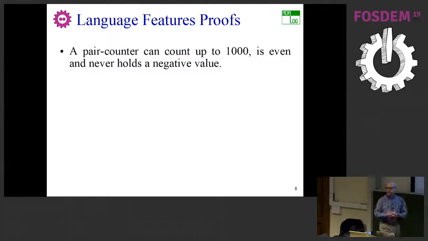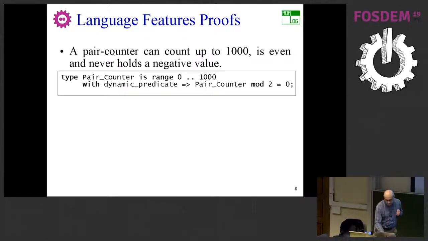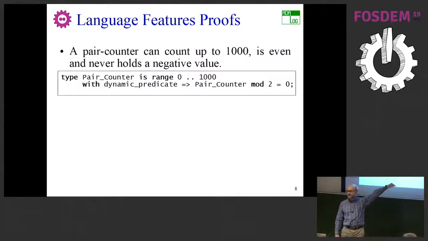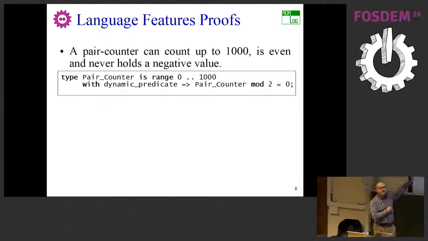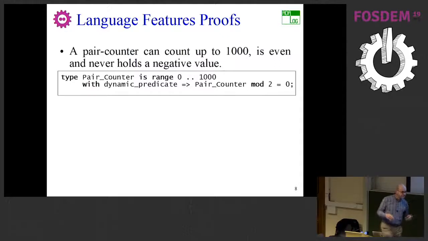So a slide to show you what I intended by that term language feature proof. Imagine you have to count things that come in pairs. So you know that there will be at most 1,000, the count is always even, and of course, since you count, it cannot be negative. So some high-level requirement is like that. In ADA, you can define a type per counter, is range 0 to 1,000, with a certain predicate that ensures that per counter mod 2 is always equal to 0. Now, when the certifier sees that, he knows that the requirement is met. You don't have to check all the uses of all variables of that type to make sure that the requirements are met. That gives confidence.